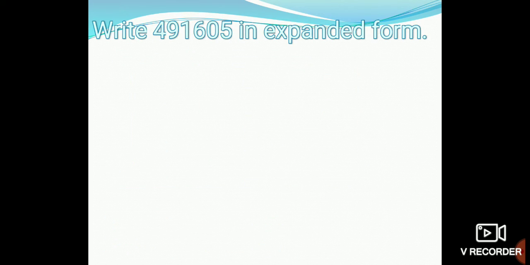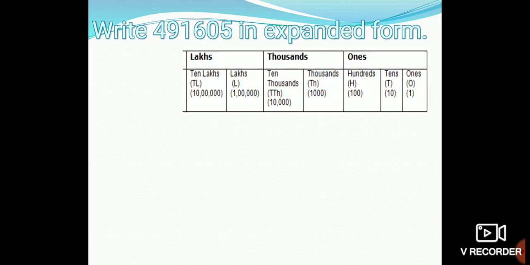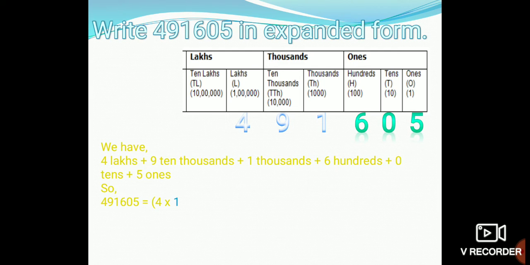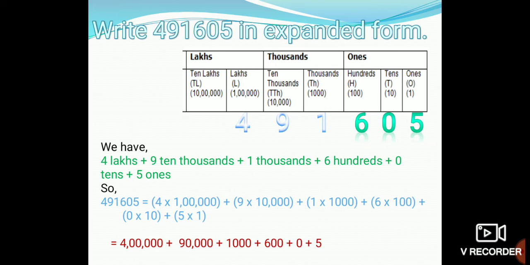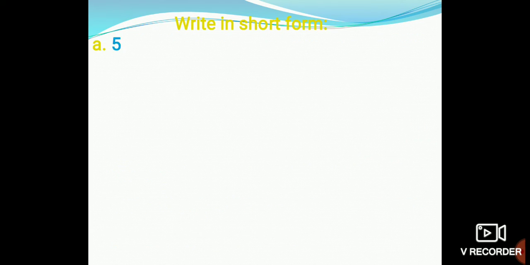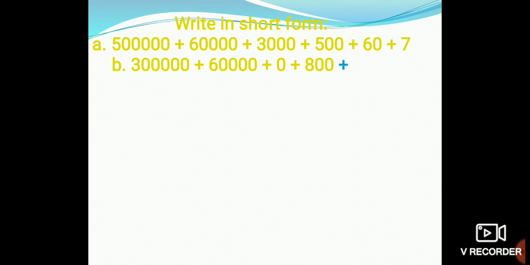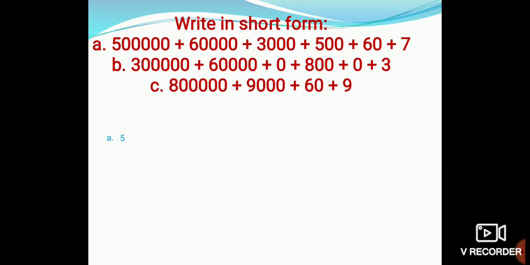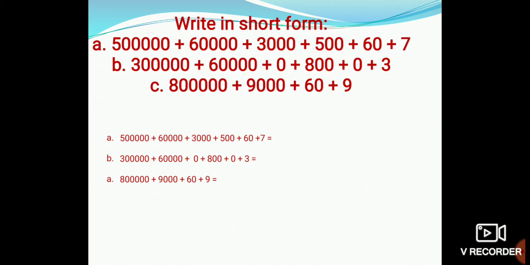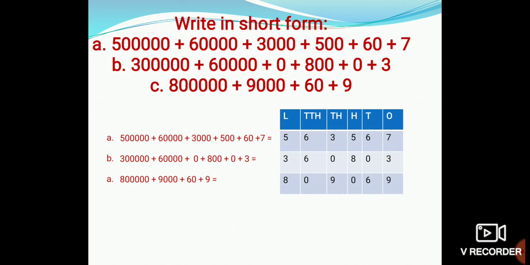Write 491605 in expanded form. This is the place value chart. We will place the values in the place value chart and we will be able to write it in the expanded form in the given way. Write in short form. Very easy to write in short form. You can try these questions at home also. This is the way to write in short form.